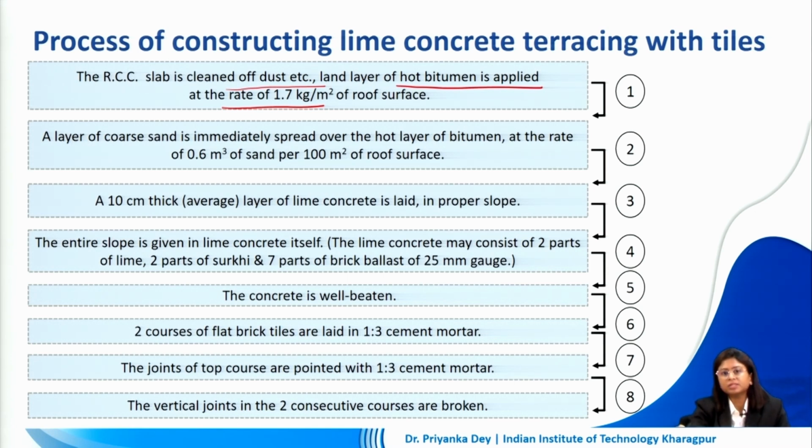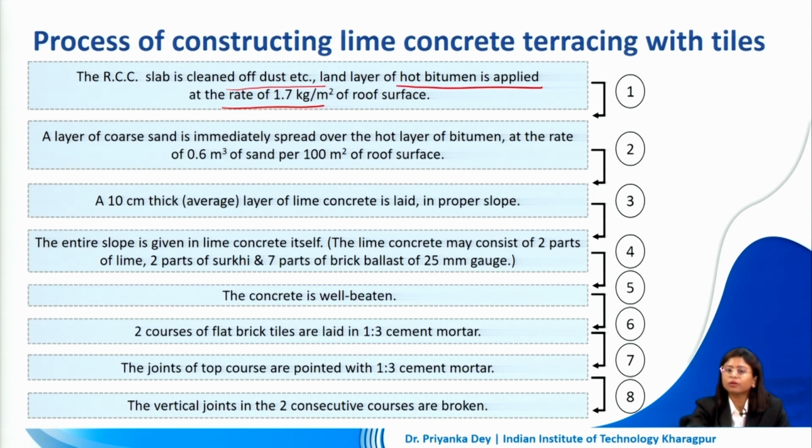Then a 10 centimeter thick layer of lime concrete is laid in proper slope. The entire slope is given in the lime concrete itself. This lime concrete may consist of 2 parts of lime, 2 parts of surki and 7 parts of brick ballast, which is very similar to what we were seeing in the Jodhpur example. The concrete is well beaten.